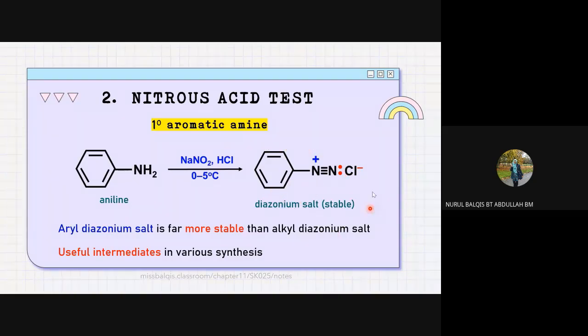So dia cakap sebab dia stable, useful intermediates in various synthesis. Okay, tapi untuk nitrous acid test, kalau primary aromatic tunjuk sampai ni sahaja. Dia takkan dapat haloalkane, dia takkan dapat alkohol, dia takkan dapat alkene. Kalau aromatic, primary.